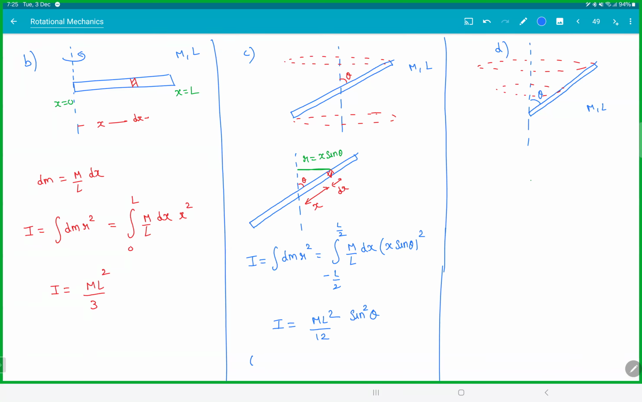Be careful, theta is the angle with the vertical. If they give you angle with horizontal, it will become cos square theta. So don't blindly mug up sine square theta, understand which angle we have taken.